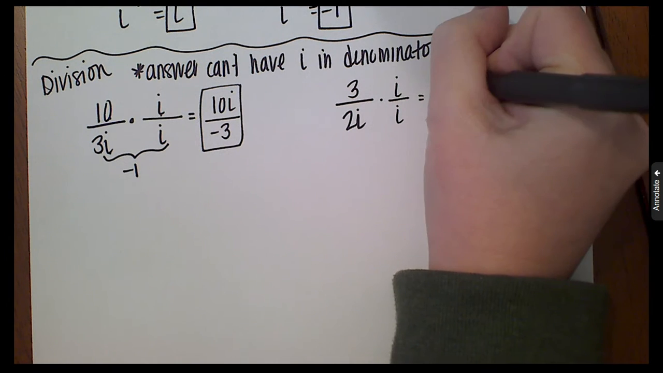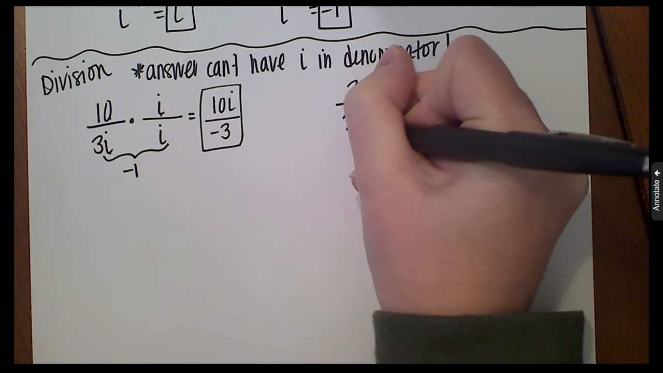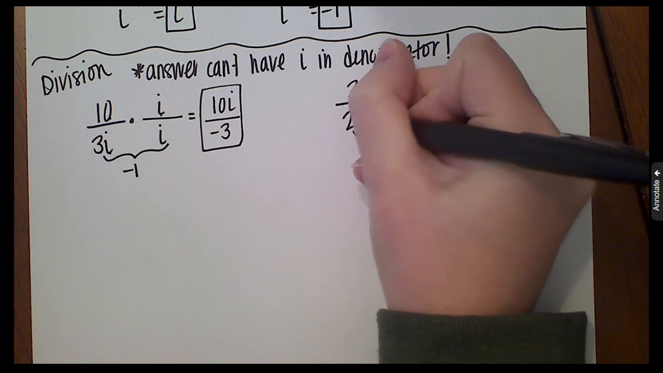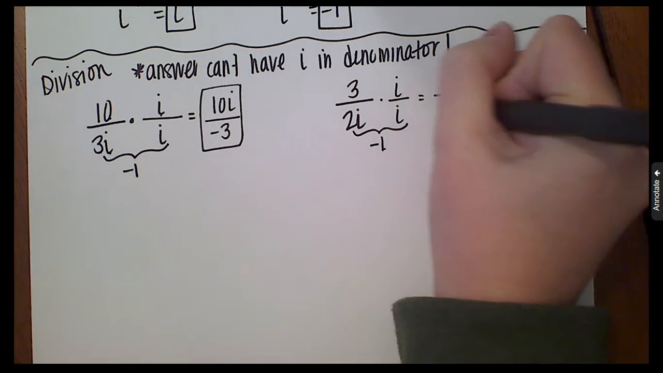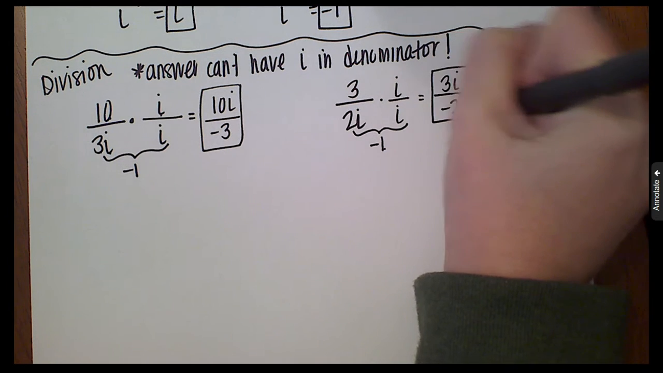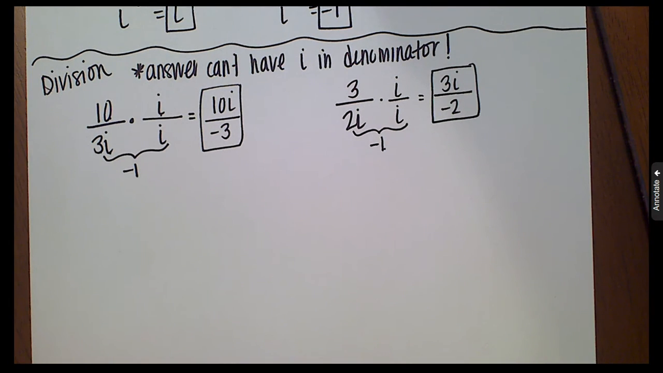So 3 times I is 3I. And then here, I times I is I squared, which is -1. And 2 times -1 is -2. There you go, my friends. So those ones are a little bit more basic. I kind of like them. They're pretty quick. It's really just taking care of that I and making sure you never give an I in the denominator of an answer.